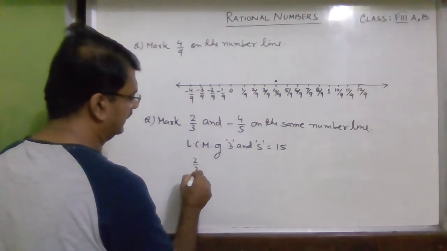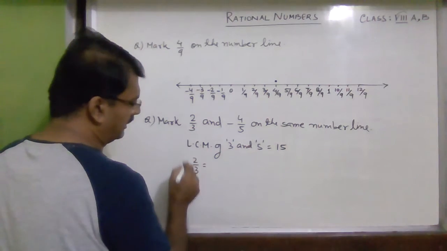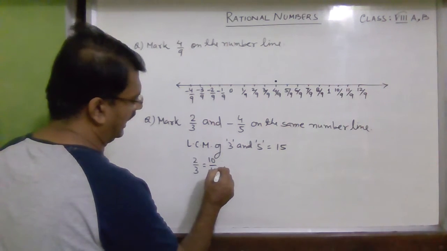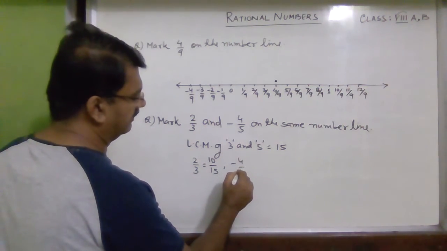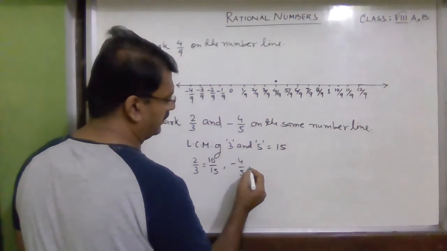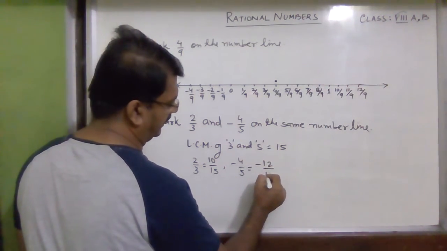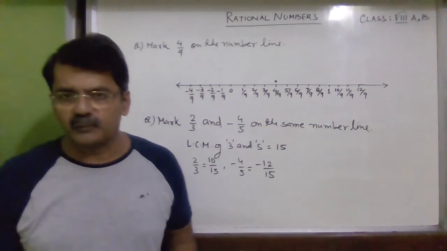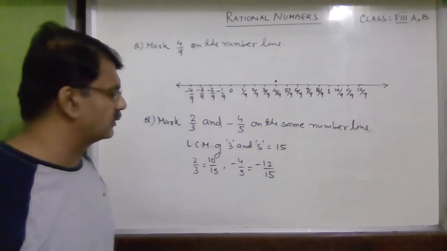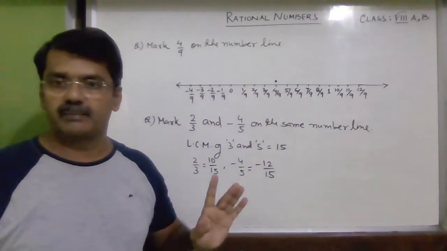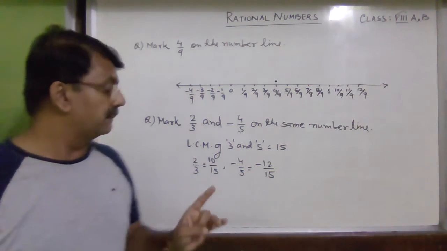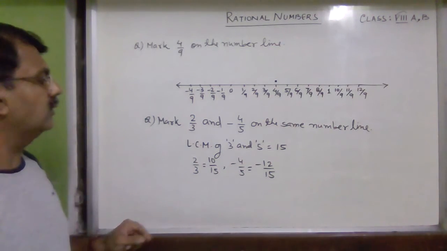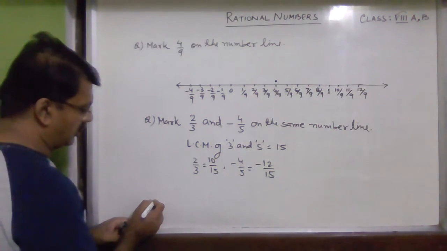So 2 by 3 is equal to, you multiply both numerator and denominator by 5, so it is 10 by 15. And minus 4 by 5, you multiply both the numerator and denominator by 3, so it is minus 12 by 15. Now you see, this 2 by 3 is actually 10 by 15, and minus 4 by 5 is actually minus 12 by 15. Now the denominators are same, although the fractions are different, but we have made the denominators same in both the cases.